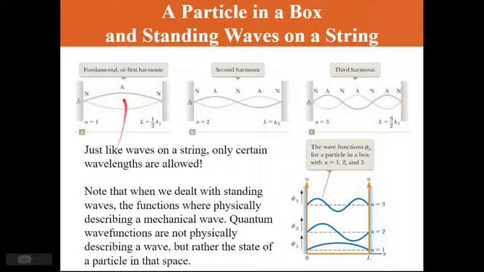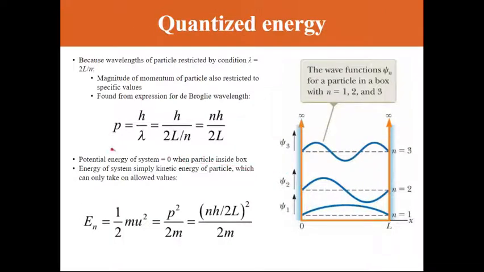So here in the slide, restating what I just said, only certain wavelengths are allowed for the particle in the box, just like how certain wavelengths are allowed for standing waves. And again, the wave function is just describing a state of the particle, nothing else. Now, because the wavelengths are quantized for the particle in the box, and the wavelength is related to the particle's momentum, it must mean that the momentum is also quantized. So you can use the de Broglie wavelength to find what the quantized momentum is. And so there are different momentum levels for a particle.